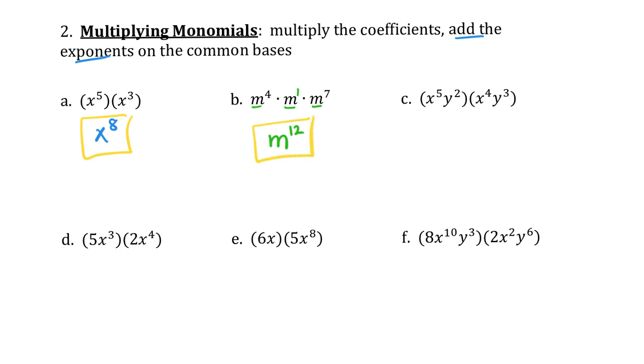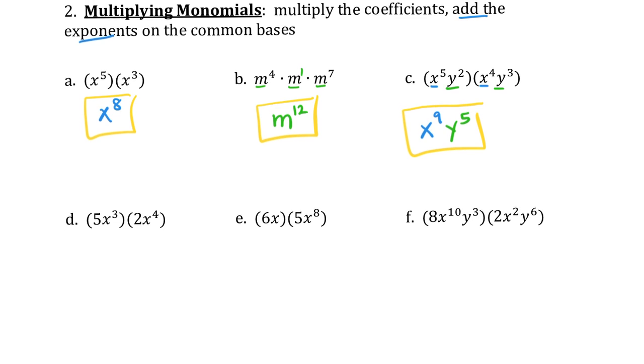Let's look at the next one. Okay, x to the 5th. Are there any other x's? Yes. So x to the 5 plus 4 is 9. For the y's, I have y to the second, y to the third. 2 plus 3 is 5. Okay, simplified. I combined all the common bases as much as I could into a single monomial.